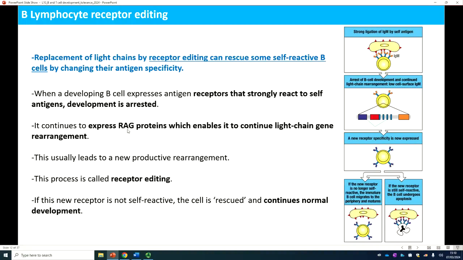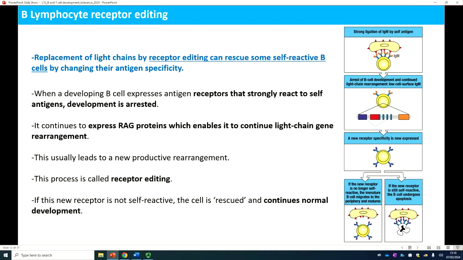We start to re-express our RAG proteins. This enables it to undergo light chain gene rearrangement, and hopefully this will lead to a new productive rearrangement that will give us a new receptor. So this is the process that we would call receptor editing. If the new receptor is not self-reactive and doesn't interact with self-proteins, then that cell is rescued and it can go on into the periphery.